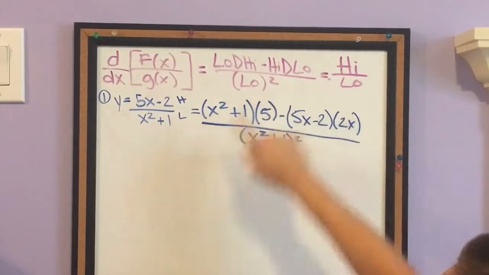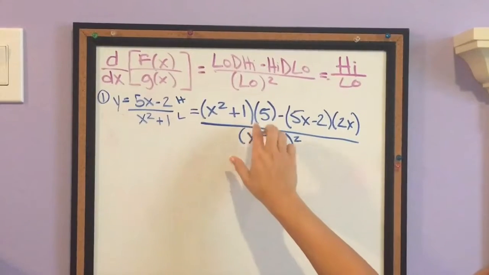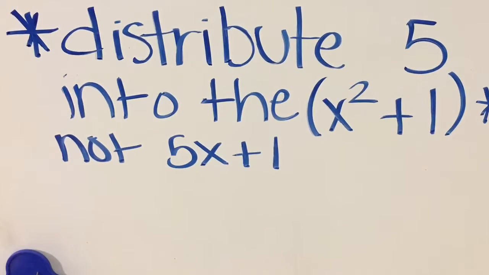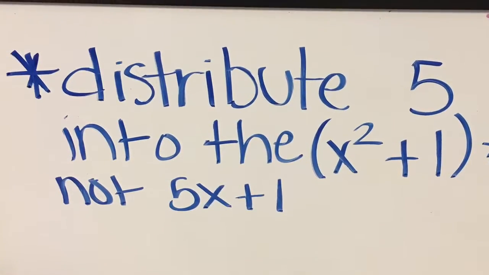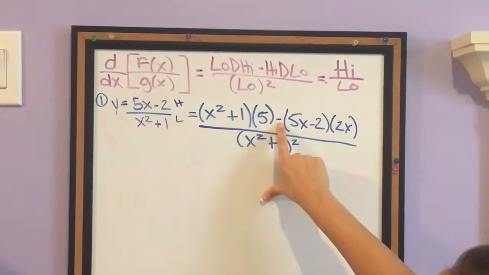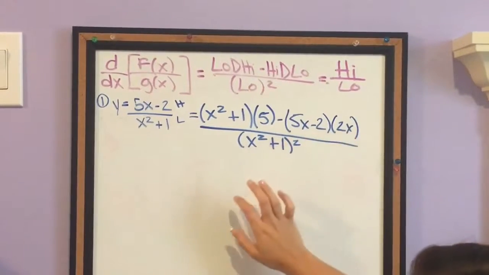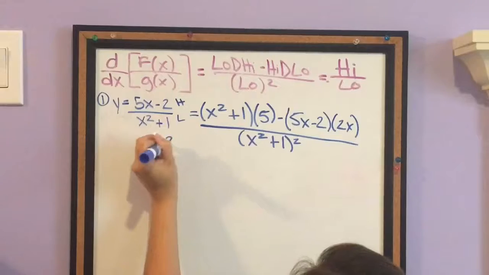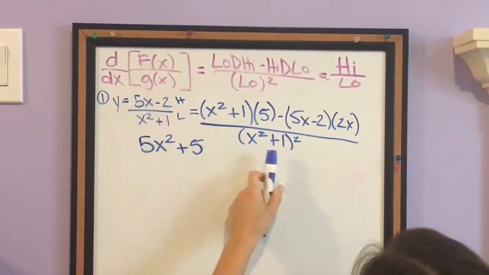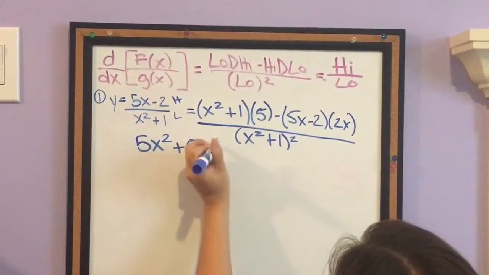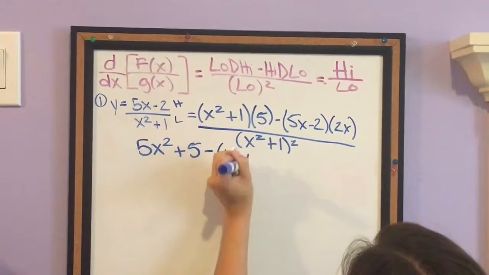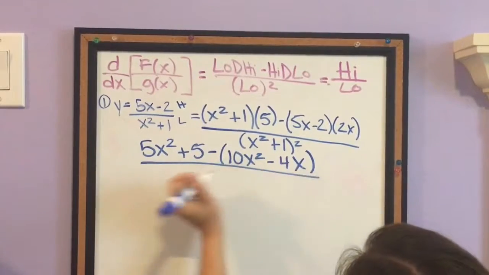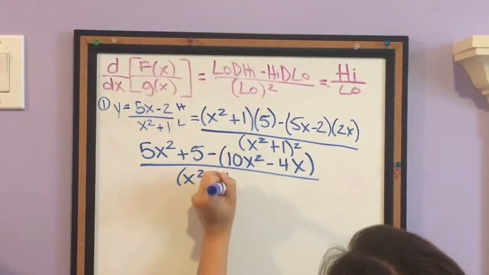The next step is going to be distributing the 5 into the 5x plus 1 and also distributing this negative and multiplying these two together. So once you do that, it's going to be 5x squared plus 5, and then when you do this, you're going to have your negative, and it's going to be 10x squared minus 4x. And it's still all over low squared.